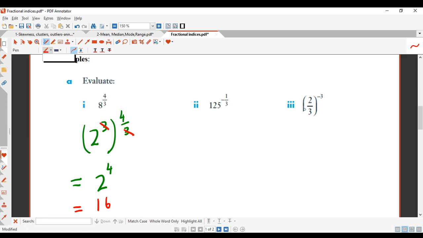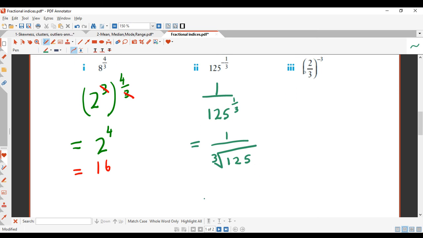What about for the next one? 125 to the negative 1/3. So because it's a negative power, we're going to first write it down as a positive power. There we go. And then you could write that in third form, which would be the cube root of 125 up there. And cube root of 125 is just 5, so your answer is 1/5.